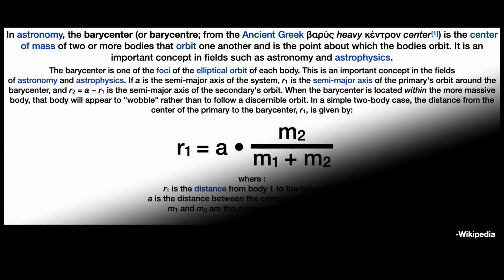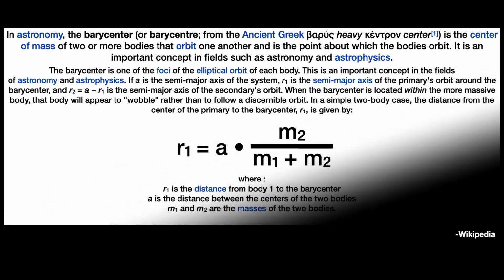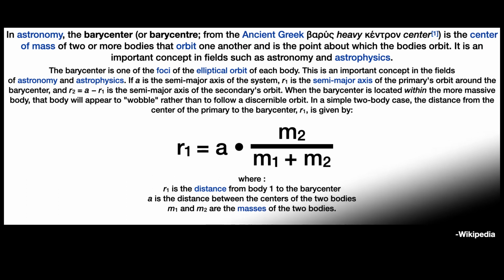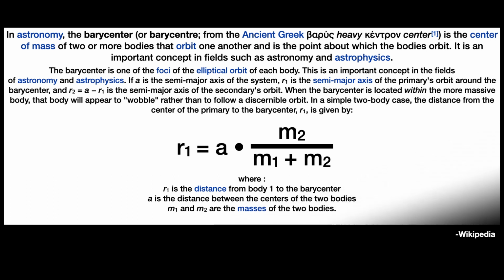If A is the semi-major axis of the system, R1 is the semi-major axis of the primary's orbit around the barycenter, and R2 equals A minus R1 is the semi-major axis of the secondary's orbit. When the barycenter is located within the more massive body, the body will appear to wobble rather than follow a discernible orbit. In a simple two-body case, it gets really chaotic with 3.